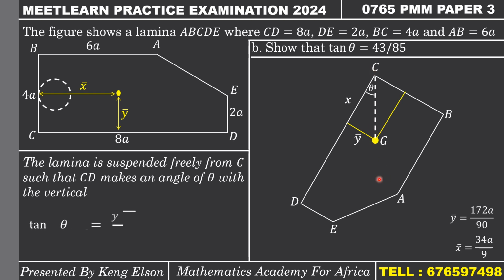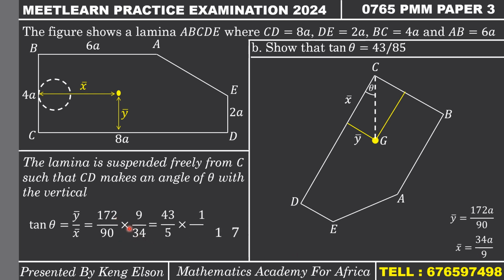So if I take tan theta, what would tan theta be? Opposite to the angle in the right angle triangle divided by the adjacent of the angle. So it is y bar divided by x bar. But what is y bar? Y bar is 172 over 90, and then x bar is 34 on 9. When we divide, the a's are going to cancel, and to change the division to multiplication, we just multiply with 1 over x bar, which is multiplying with 9 over 34.